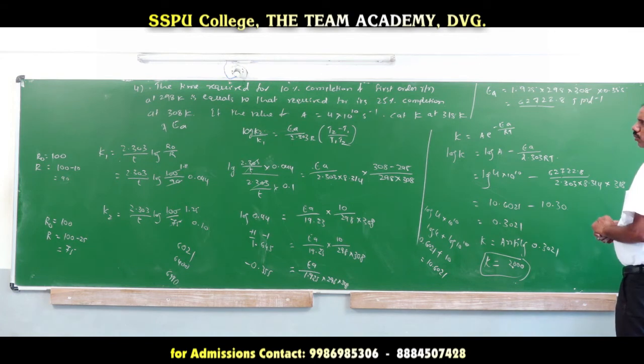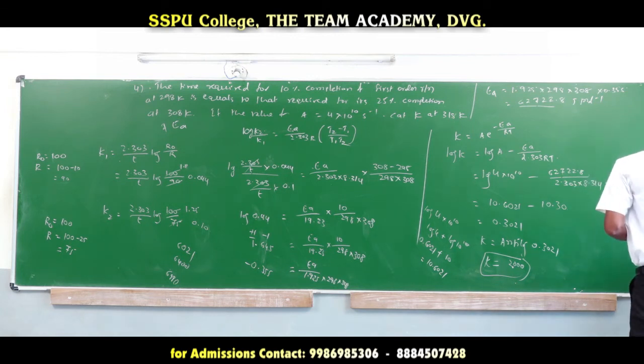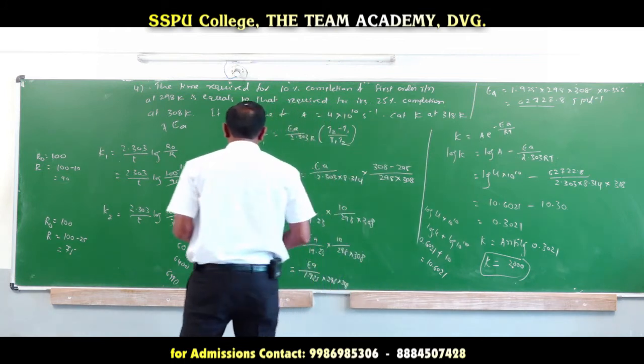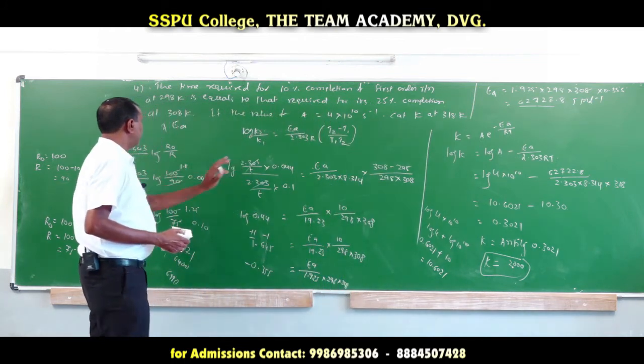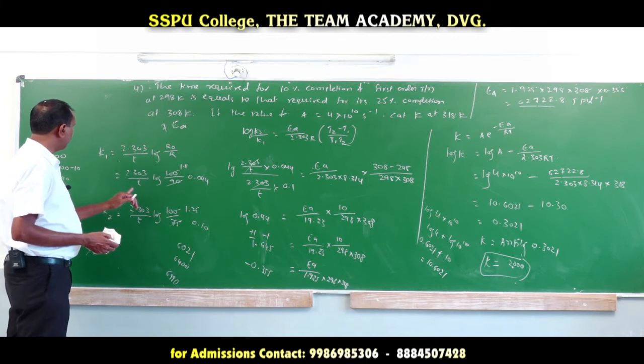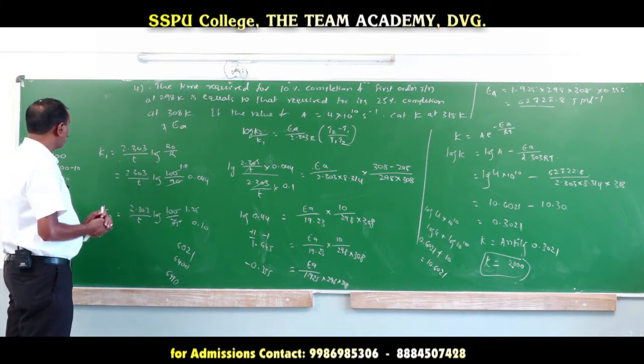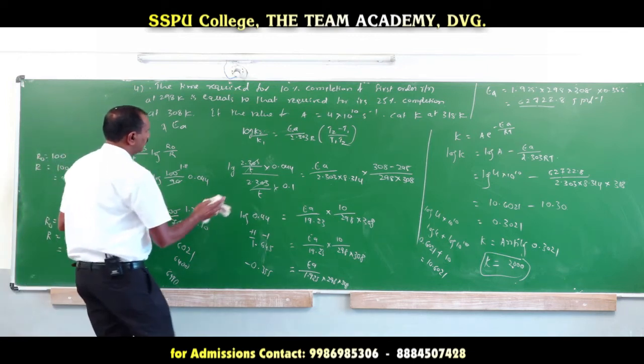So how to do K2 by K1. Here somewhere the substitution is wrong. Log K2 by K1, but we substituted here K1 by K2. Okay, so I'll do it once again.